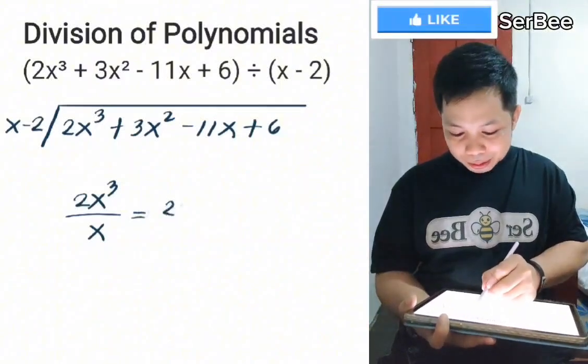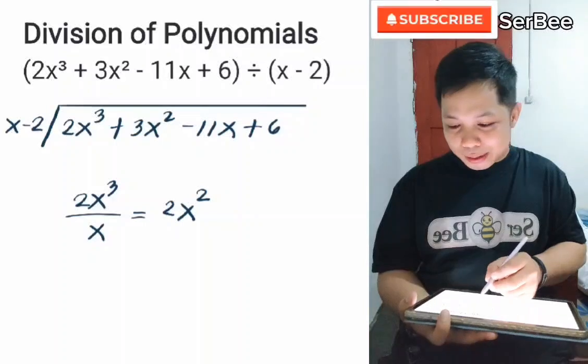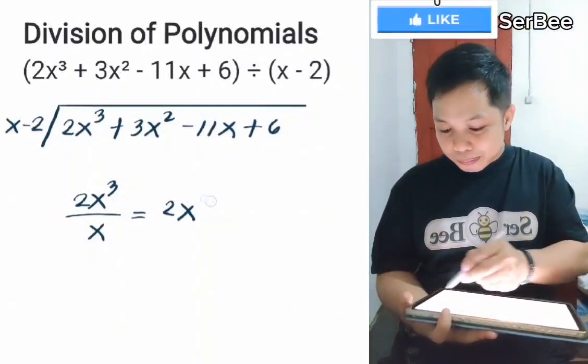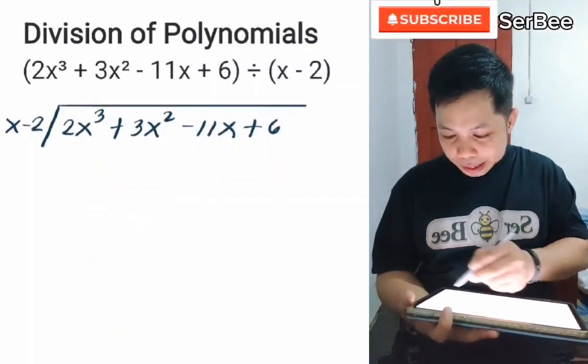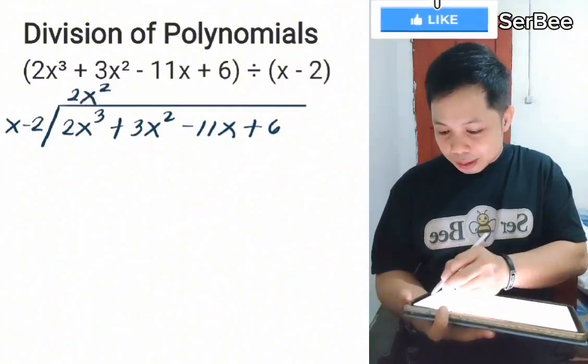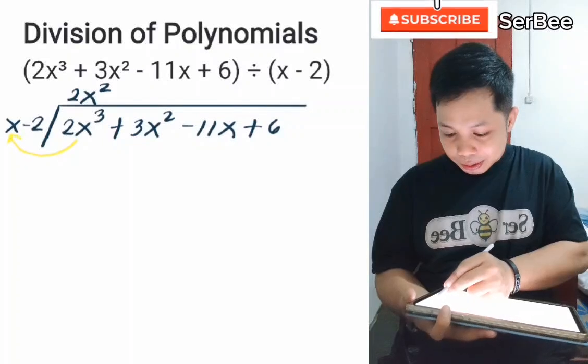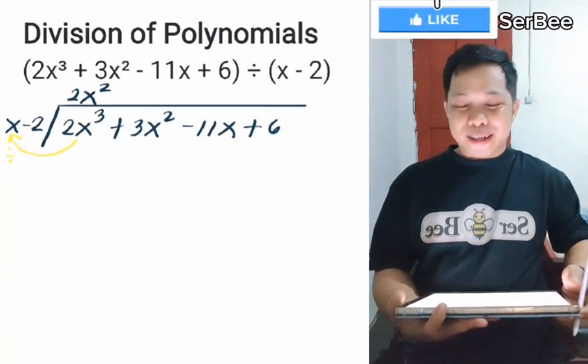So di ba, we copy 2, then copy x, then subtract the exponent. So we have 2x squared, kasi 3 minus 1. So we have a quotient 2x squared. So di ba po, dinivide natin ito. Dinivide natin ito dito. So lagyan ko ng arrow para clear sa inyo.